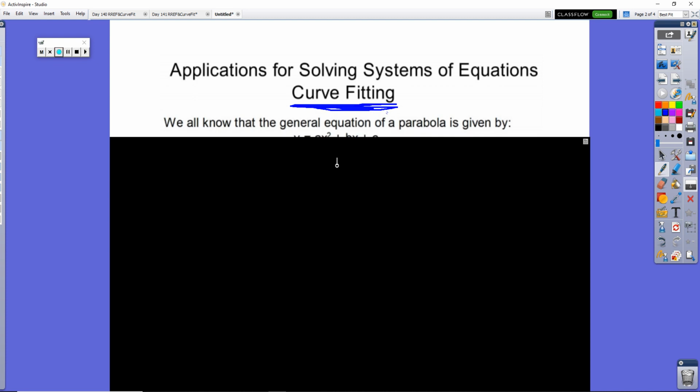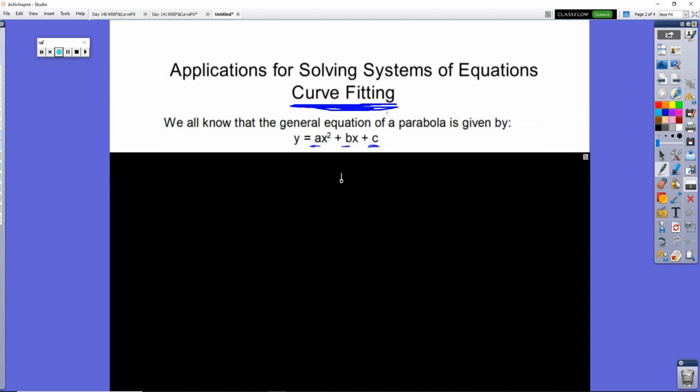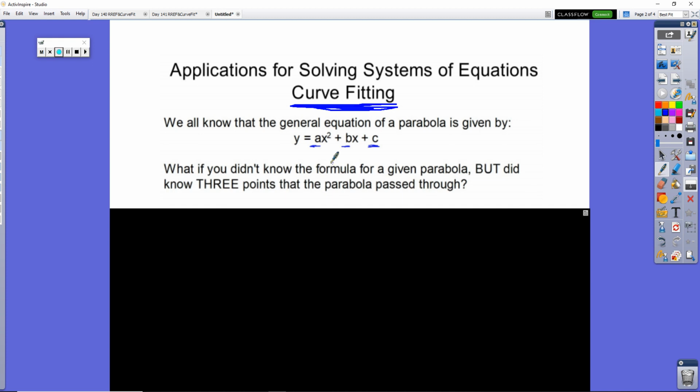So we all know that the general equation of a parabola is given by y equals ax squared plus bx plus c. This is the general equation for a parabola. But what if you didn't know the formula for the parabola, but you did know 3 points that it passed through? And I'll come back to why exactly it has to be 3 points. Why not 2? Why not 4? Why not 17 points? How come it's got to be 3 points? We'll come back to that in a minute.